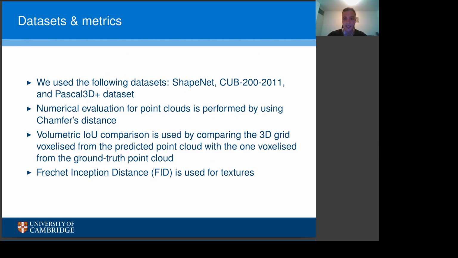We use the following datasets: the ShapeNet dataset, the CUB-200 birds dataset, and the Pascal 3D Plus dataset, which has various 3D objects. For the numerical evaluation of point clouds, we use the Chamfer distance, calculated between predicted and ground truth point clouds. Volumetric IOU comparison is used to compare the 3D grid voxelized from the predicted point cloud with the one voxelized from the ground truth point cloud, and for the texture evaluation we used the Fréchet inception distance, FID.